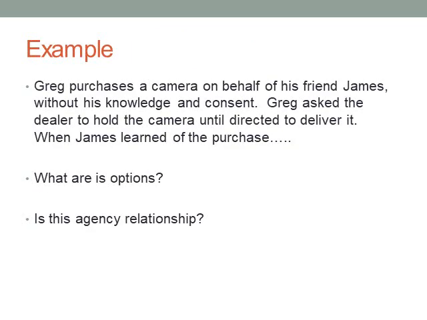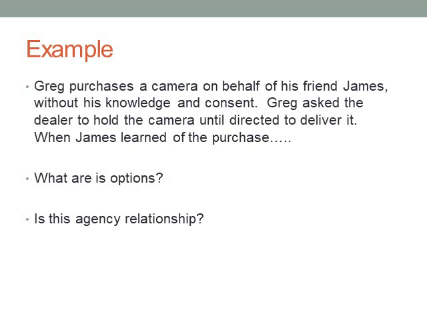So Greg purchases a camera on behalf of his friend James without his knowledge and consent. Greg asked the dealer to hold the camera until directed to deliver. When James learned of the purchase, what are his options? Well, first let me ask, is this an agency relationship? It's not. Not by these facts anyway. He just purchased the camera on behalf of his friend. It's an unauthorized person type situation. So what are the options?